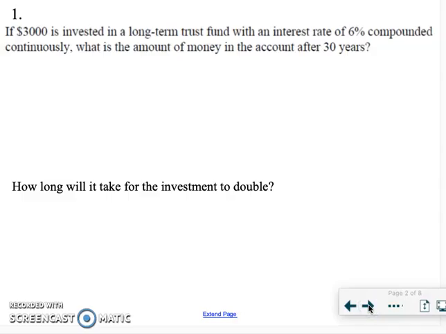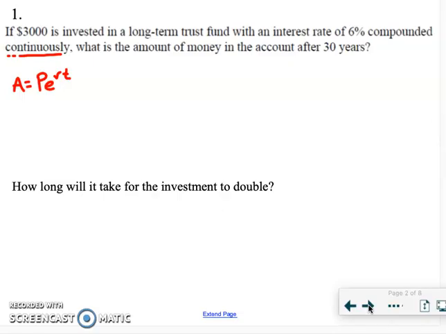So jumping right in here, first problem, it says that if $3,000 is invested in a long-term trust fund with an interest rate of 6% compounded continuously, what is the amount of money in the account after 30 years? So first thing that I want to notice is that we're compounding this continuously. That tells us which formula we're going to be using. Again, thinking about our PERT formula, the amount is equal to principal times e raised to the rt power. It's just the exponential model, but we have specific values to put in place.